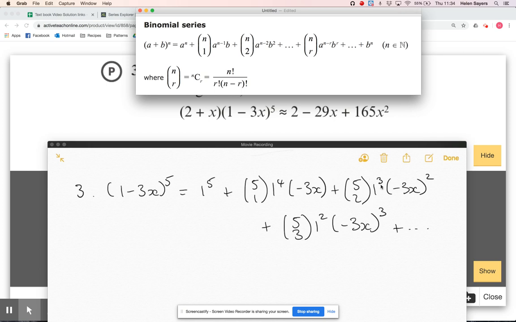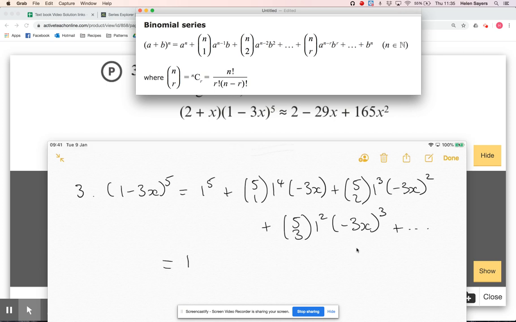So the power of A reduces by 1 each time, whilst the power of B goes up by 1 each time. Okay, so let's tidy that up. So obviously 1 to the power of 5 is just 1. Do be really careful with negatives. I normally just look ahead and look at negatives and decide if the next term is going to be plus or minus. So the only negative is the minus 3, so that will be minus overall. And it's going to be 5 choose 1, which is 5 times 1 times minus 3. So that's going to be minus 15.